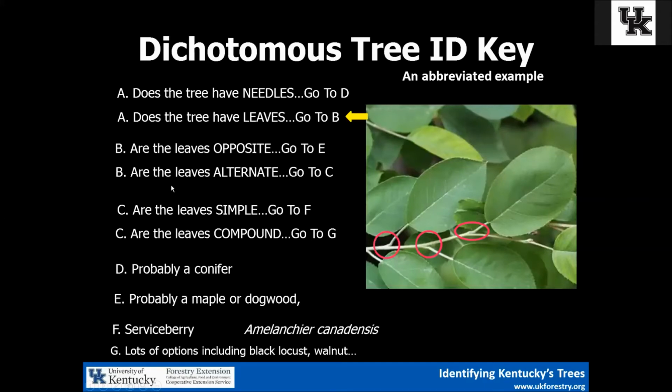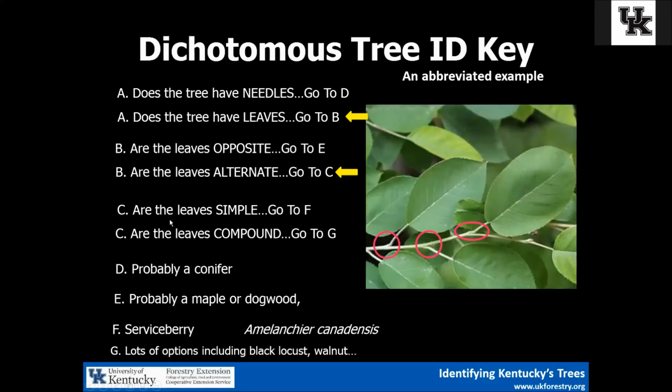Are these leaves opposite or are these leaves alternate? Well, I've circled in red for us here. There's a leaf and we move up and there's an alternating leaf and another alternating leaf. So we clearly have alternating leaves. These are alternate leaf arrangement. So now we're going to go down to the set of questions at C.